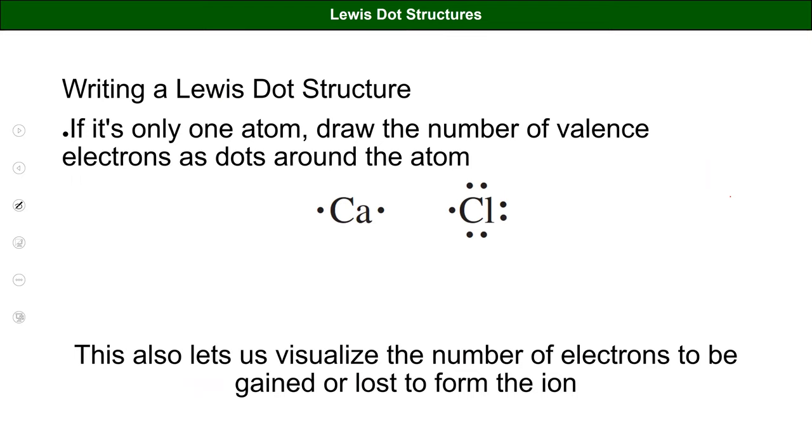If it's just one atom, all you do is draw the number of valence electrons as dots. And again, I'm never going to really ask you about this because it doesn't tell us anything the periodic table doesn't already tell us, right? We're already used to using the periodic table, so why would we bother with this?